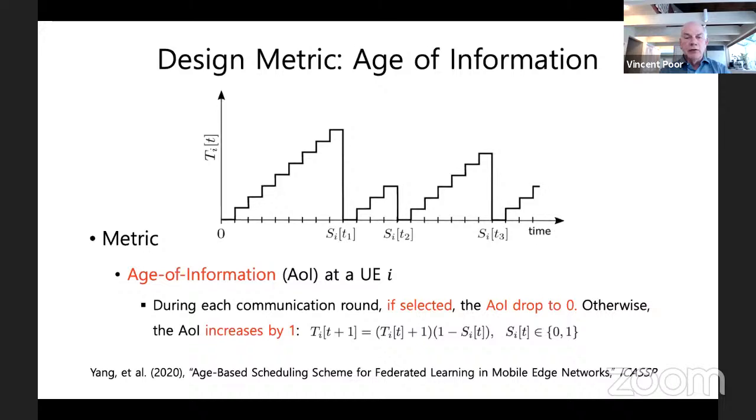So we can write that as a little recursion. The age at the ith device at time t plus 1 is the previous age plus 1 times an indicator of whether the device was selected or not. So s_i of t is 1 if the device was selected, so the age drops to 0, and otherwise it increments by 1. And the thing I'm talking about now appeared in an ICAST paper earlier this year as well.